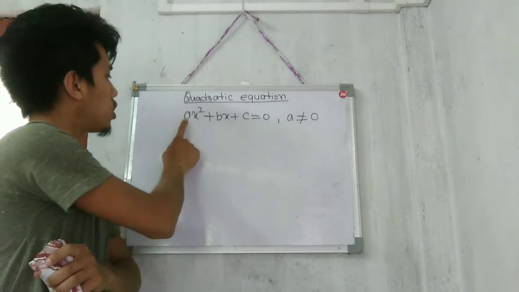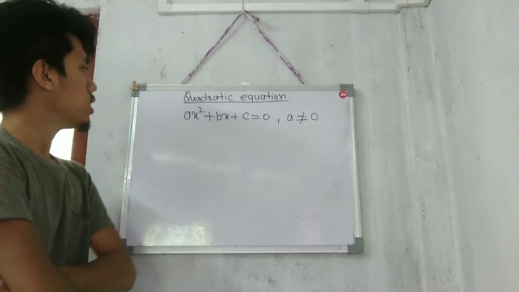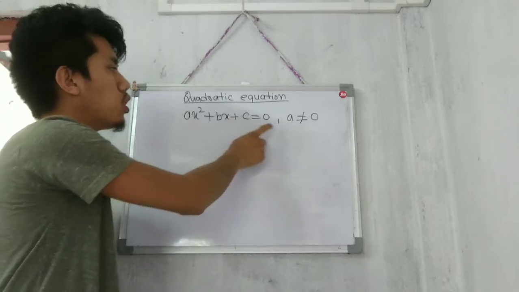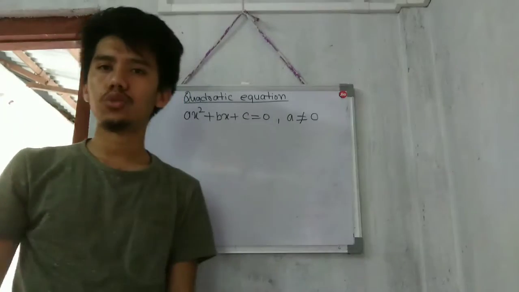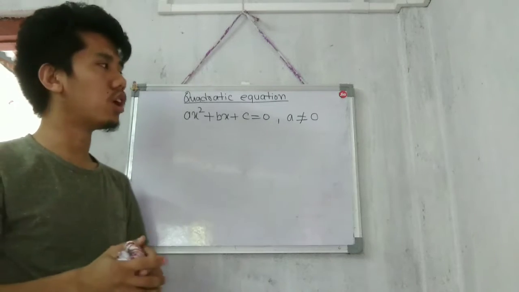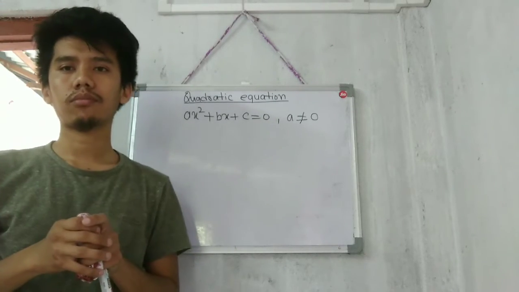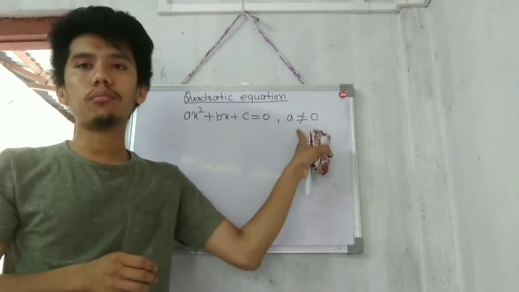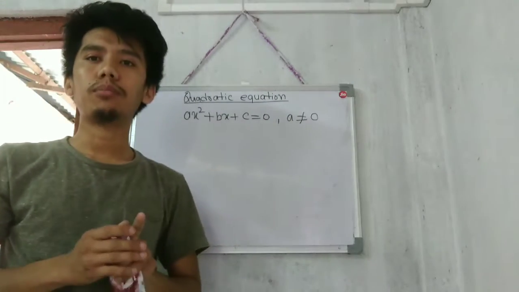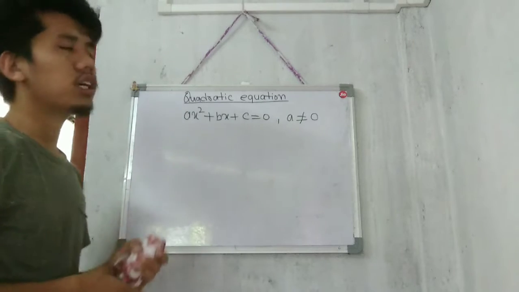So see, just look at it on the board here. It is ax square plus bx plus c is equal to 0, and a must not be equal to 0. This is the general expression for a quadratic equation. And here a must not equal to 0. Each term has a specific meaning, and let me explain in detail now.